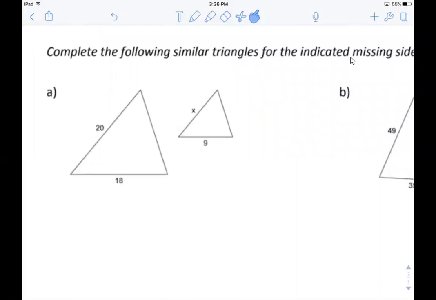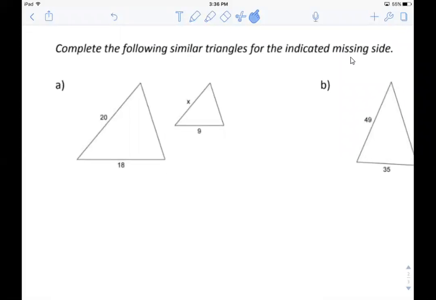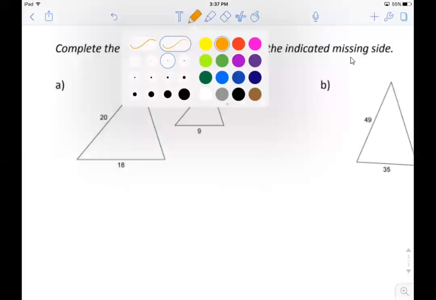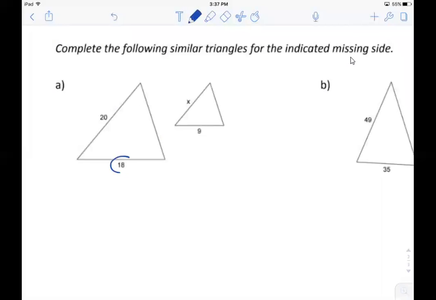And in general, as I've said all along, if you don't have a printed version of this, you can just jot down or copy down this example along with me. And you can always pause the video at any time to take your time to sketch out these diagrams if you need to, and then just work along with me. So first off, we need to identify matching sides. Well, we can see that this 18 side matches up with this 9 side. We can also see that this 20 clearly seems to match up with this x. So there's our matching, or corresponding, sides.